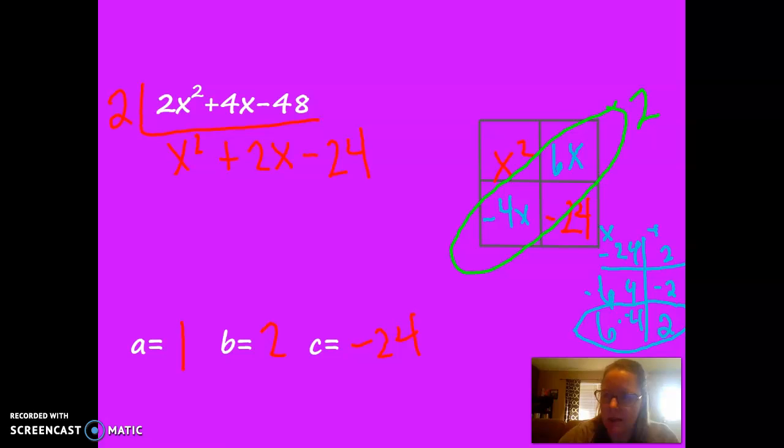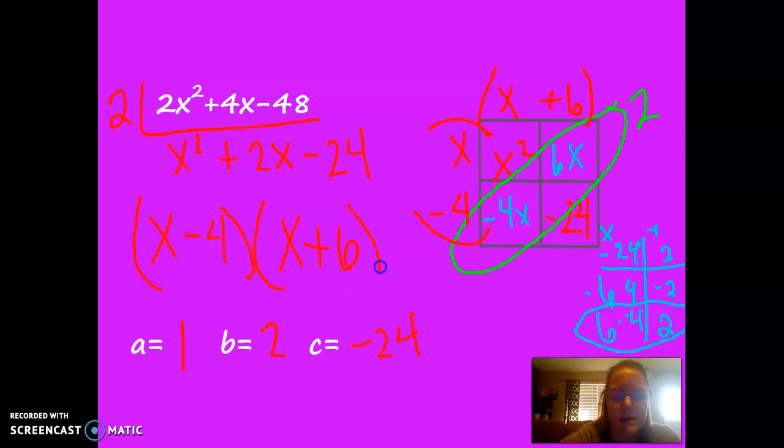So now I can work to get the outside of my box. What times what gives me x squared? X and x. What times x gives me 6x? Positive 6. What times x gives me negative 4x? Negative 4. So there are my two factors right there. X minus 4 and x plus 6. Remember, you can always double check by FOIL or redoing the box. Order does not matter, so don't worry about that.